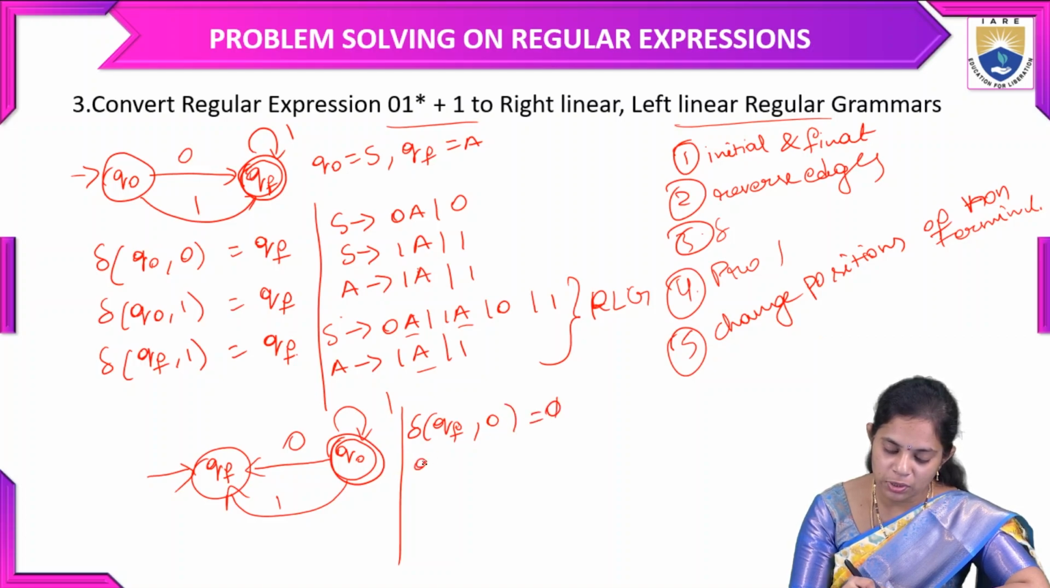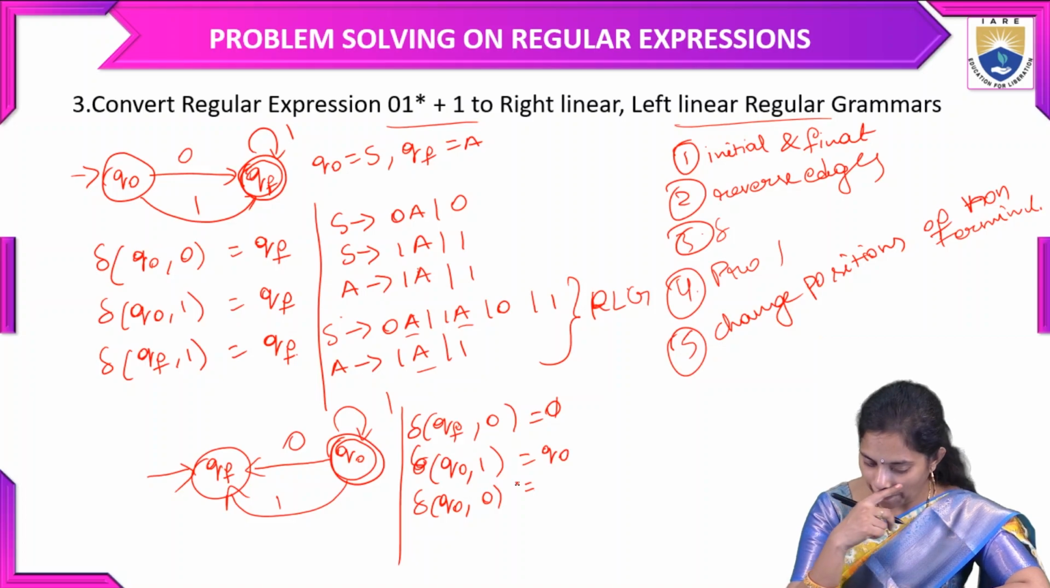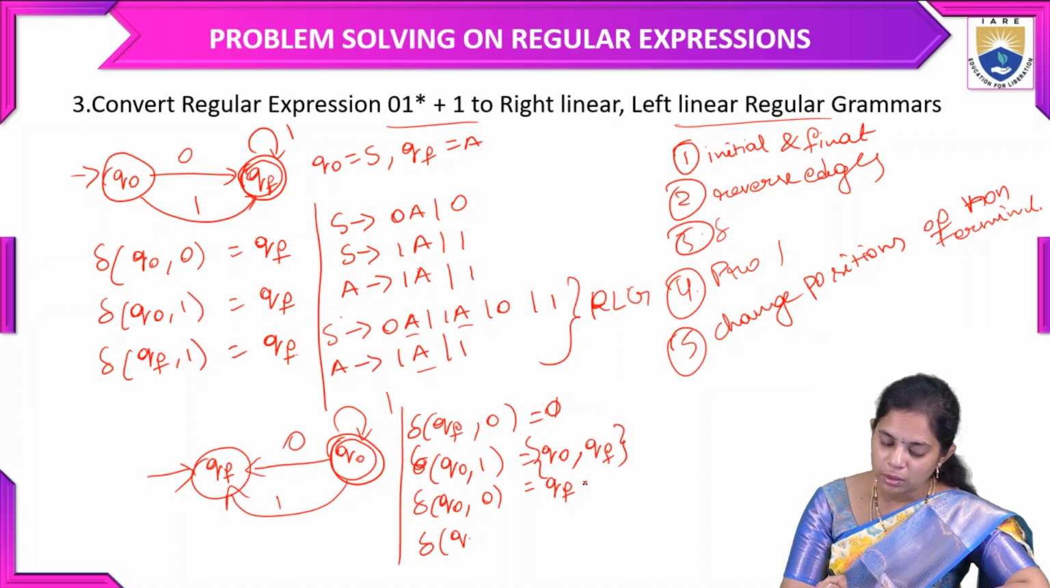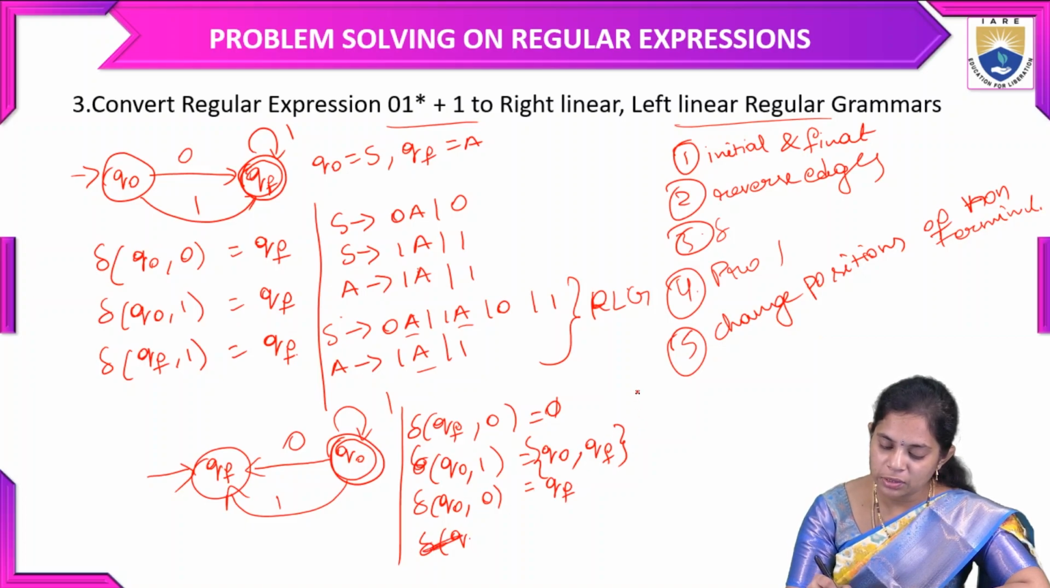And we need to start with the transition of Q naught comma 1. It is reaching the Q naught, and delta of Q naught comma 0, with the Q naught on 0, it is reaching the QF, and delta of Q1. So here with the one input, it is reaching the two states. So two states here, and these are the transition functions.